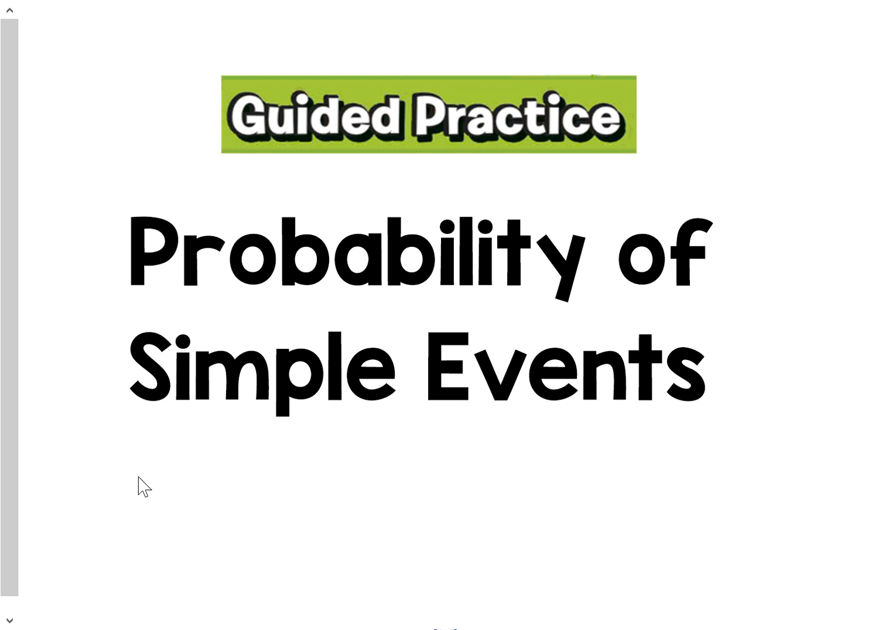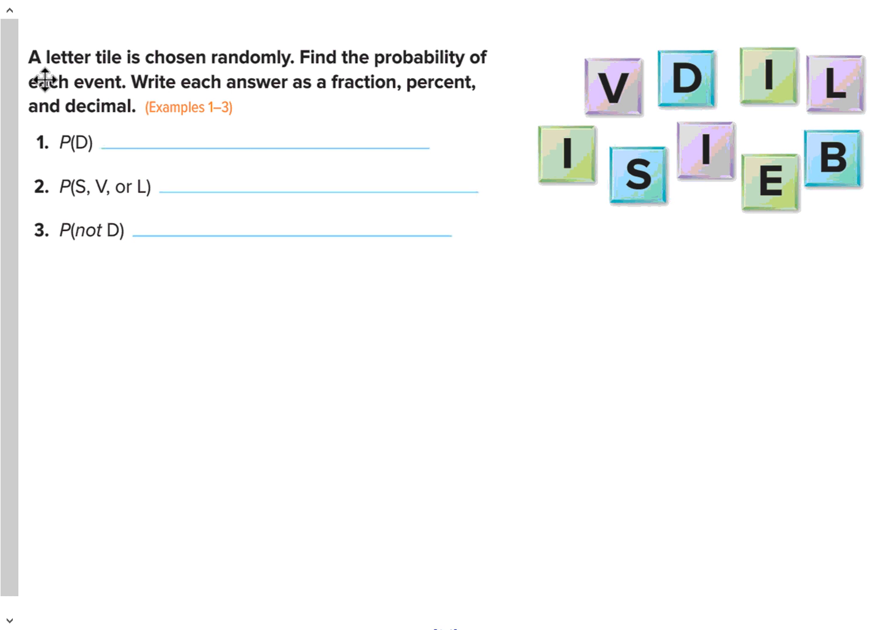Hi there. Today we're going to discuss guided practice and probability of simple events. A letter tile is chosen randomly. Find the probability of each event. Write each answer as a fraction, percent, and decimal.